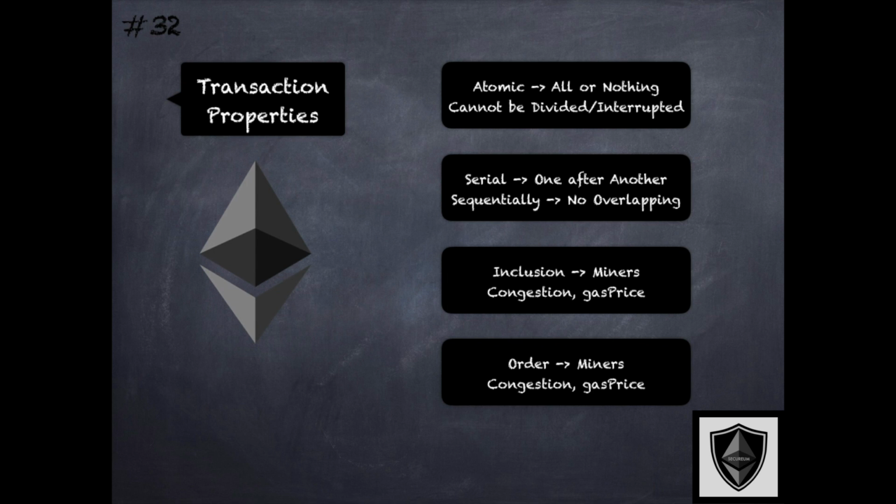The fourth property is that of ordering. Now recall that there are many transactions that are sent that get chosen by the miners and get included within a block of the blockchain. The specific order of the transactions included within a block is again chosen by the miners, and this, similar to inclusion, is determined by factors of congestion and gas price. So the key takeaway here is that there are entities known as miners on the blockchain who get to decide which transactions get included within a certain block and the specific order of the transactions within that block.